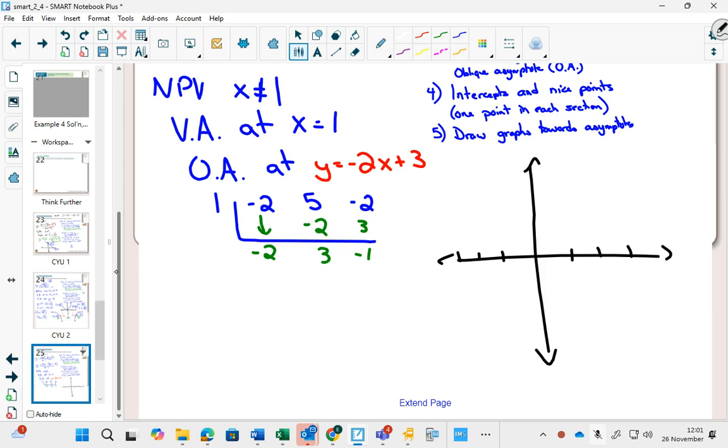And in starting our graph, we have a vertical asymptote at x equals 1. Our oblique asymptote has a y-intercept of 3, a slope of negative 2, so down 2 over 1, down 2 over 1. Y equals negative 2x plus 3. Okay?